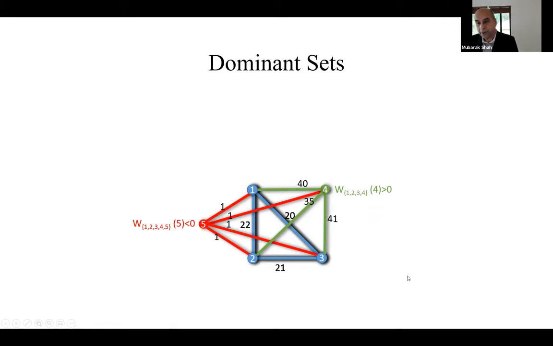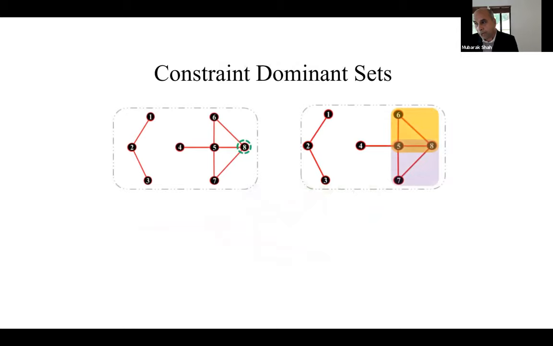So that's an intuitive explanation of what a dominant set is. Now, constraint dominant set is a similar idea, but we have a constraint. Let's say we have a set, and the constraint is that we want to select the dominant set which contains this. So this will be a constraint dominant set because it contains this, or this will be a constraint dominant set. Okay, so that's the difference.